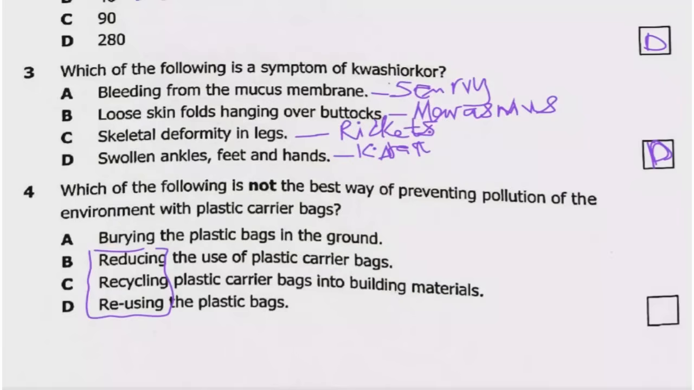So the least way of preventing pollution of the environment with plastic carrier bags is burying the plastic bags in the ground. Plastic bags are known to be non-degradable materials, so that means they will exist for a longer period of time. So burying them is not the best option. Among the four options given, burying the plastic bags is the least solution. So the correct answer is A.